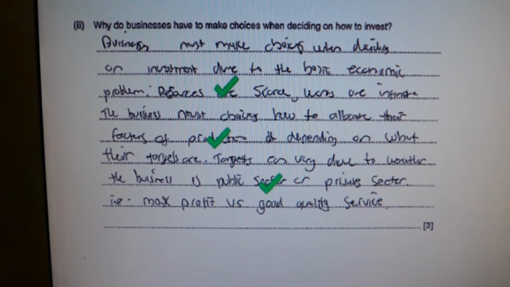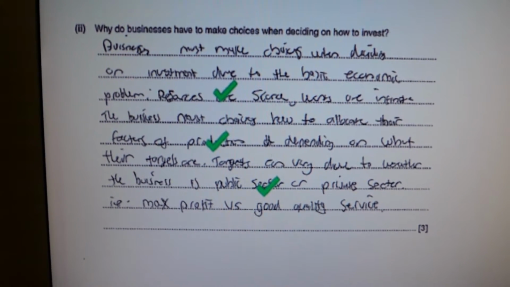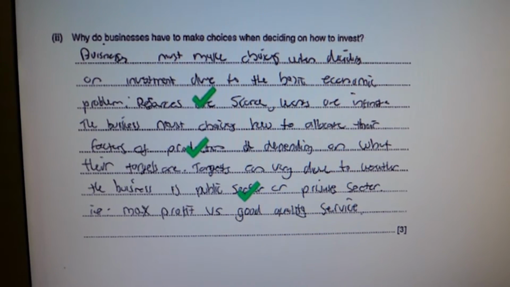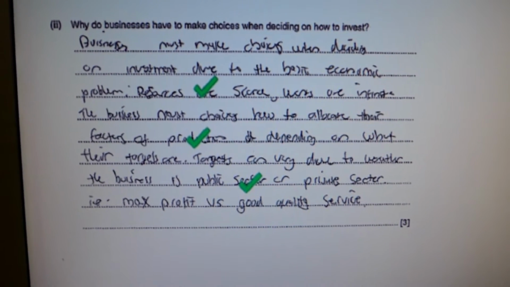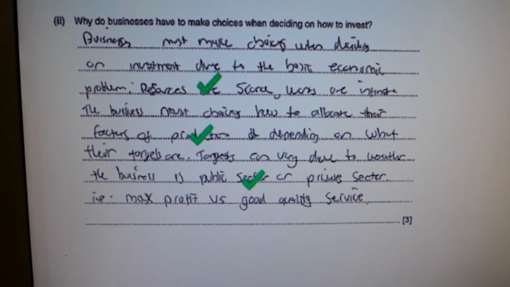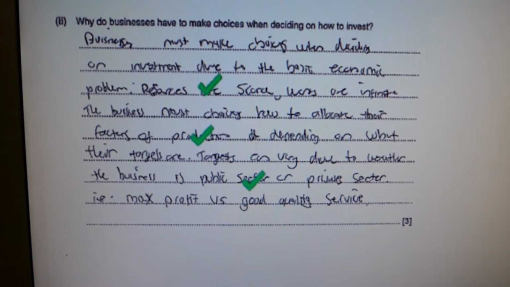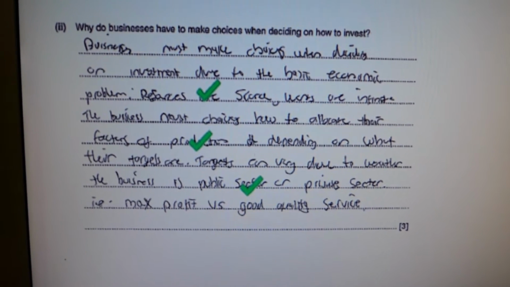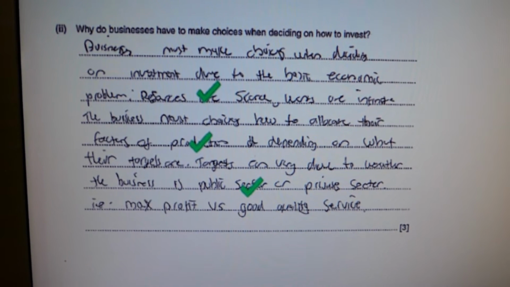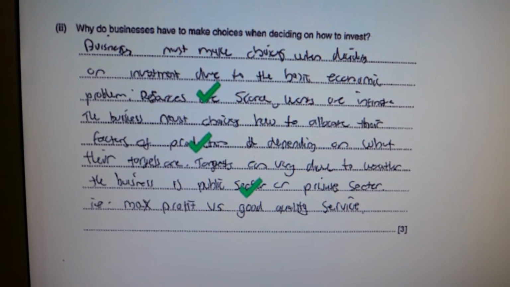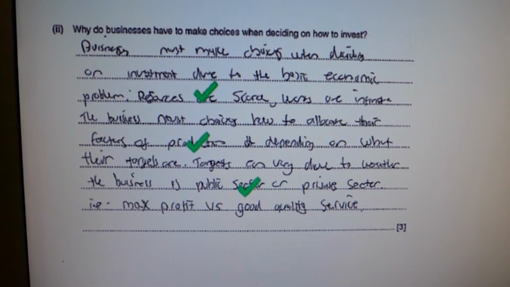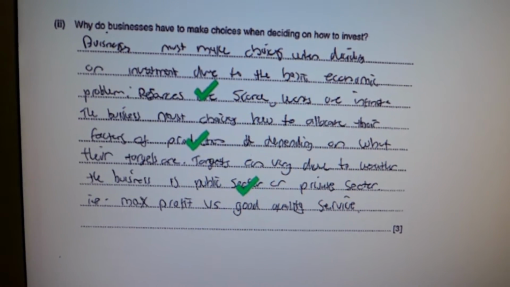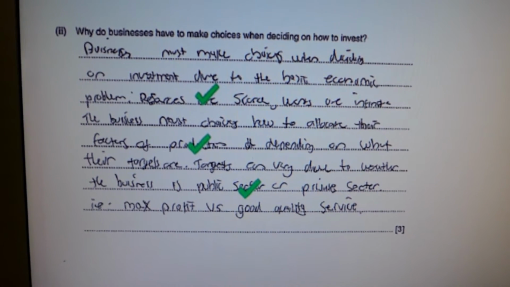1B part 2. Why do businesses have to make choices when deciding on how to invest? Whenever you see the word choices, you need to be thinking immediately of the basic economic problem of scarcity and choice. What is it that's scarce? Resources are scarce, or finite. What is it that's infinite? It's people or businesses' wants. And as a consequence of that, choices have to be made.